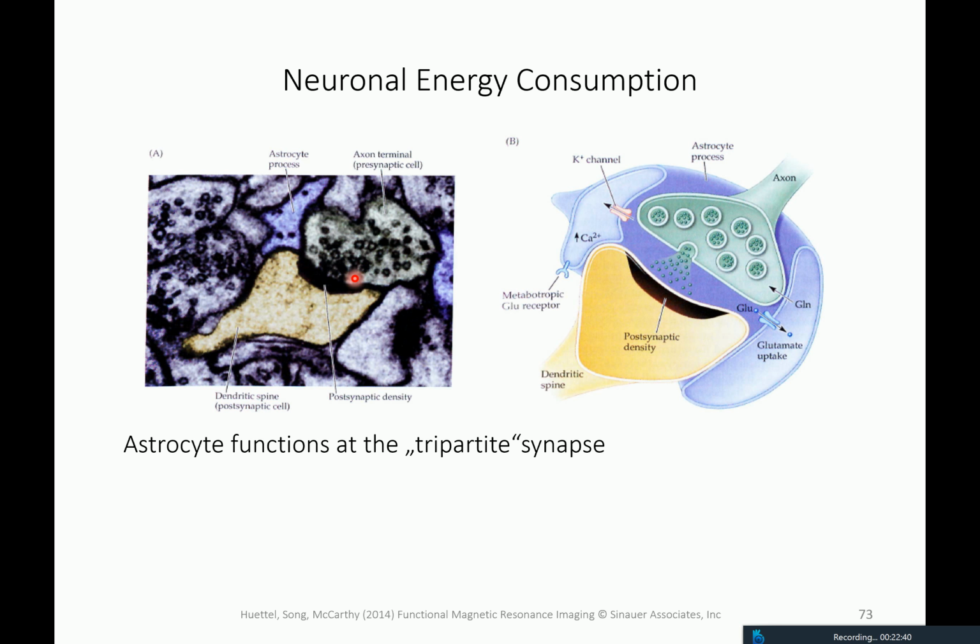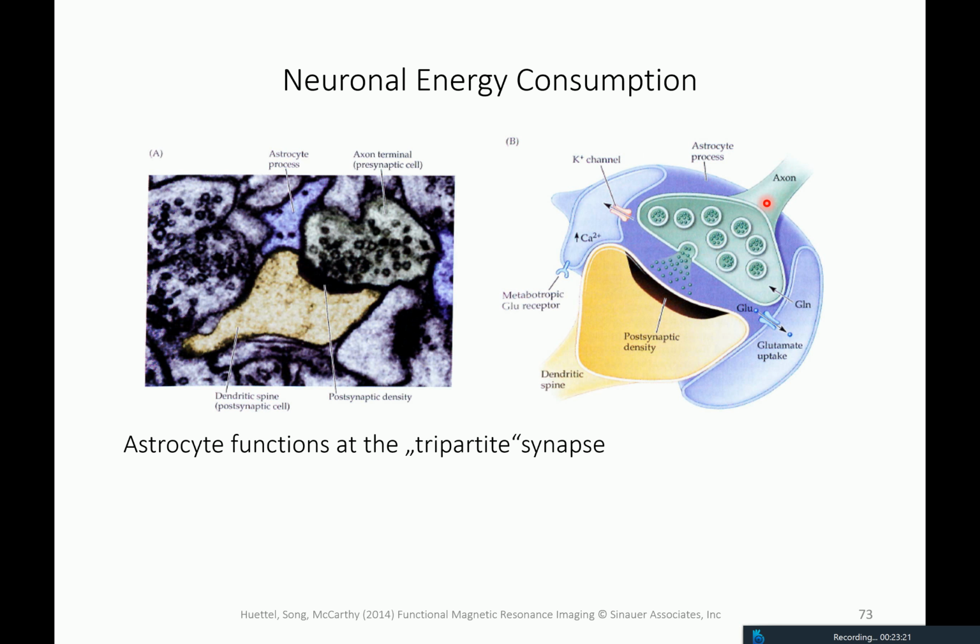So the astrocytes can enclose pre- and postsynaptic parts of the synapse. The idea is, here you have an axon terminal, which is the presynaptic cell, so you see some vesicles which can be released. You have a dendritic spine somewhere in the cortex, which forms the postsynaptic cell, and around it you have astrocyte processes. So this is a more idealistic representation.